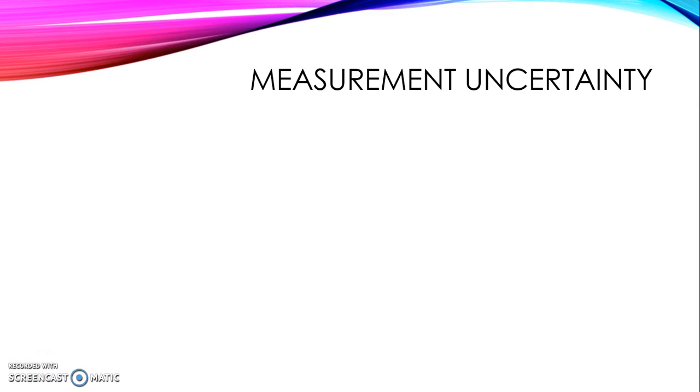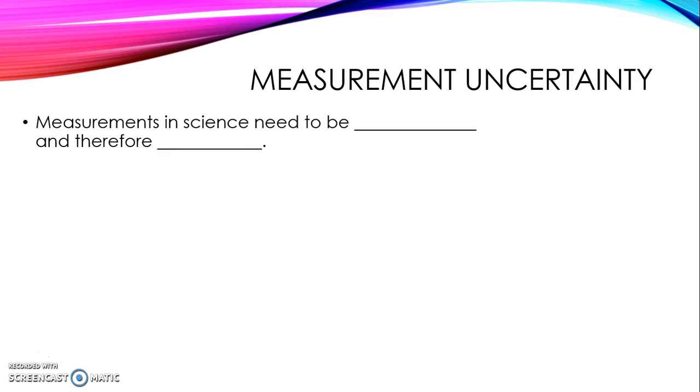Okay, in the last podcast, we were talking about uncertainty in measurements and precision and accuracy. Well, measurements in science need to be accurate, and if they have to be accurate, then they also have to be precise, right? Because they need to be as close to correct as possible, and they need to be consistent. And if they're not consistent, then your data and your results are bad and you need to start over.